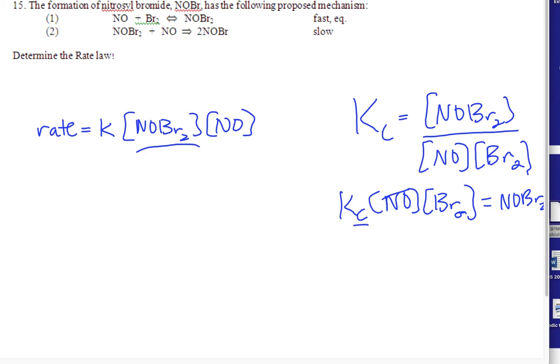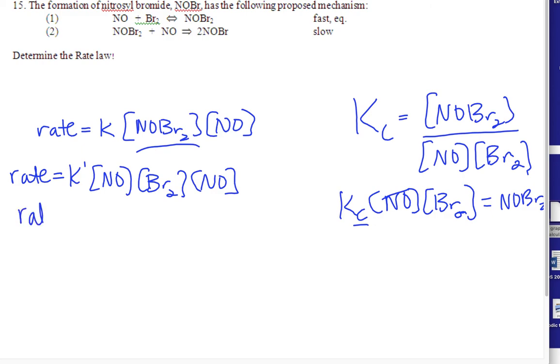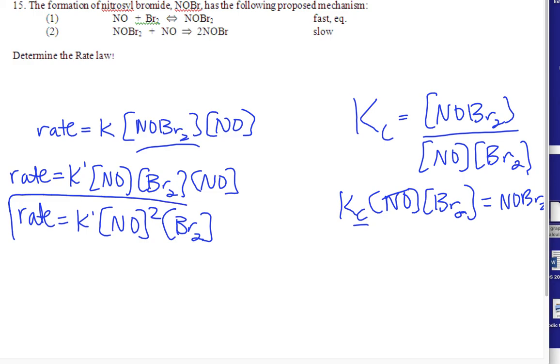So I'm going to plug that in. I get rate. Are you guys okay if I combine my Ks at this point? K prime times NO times Br2 times NO. I can definitely clean this up, so what would I do? Yeah, we have NO to the second times Br2. And that would be my rate law. Okay?